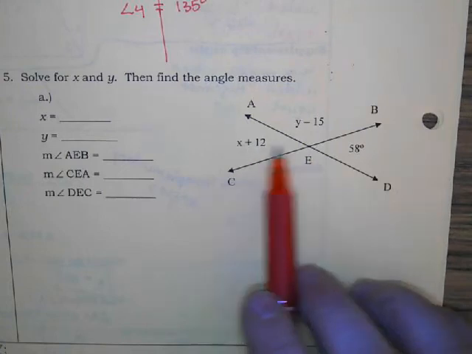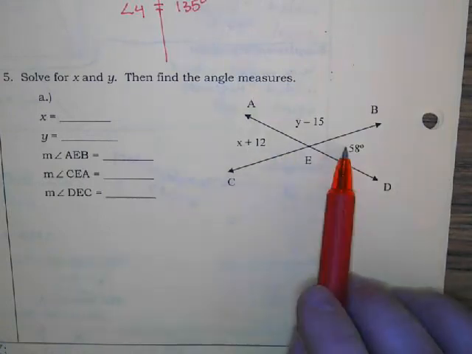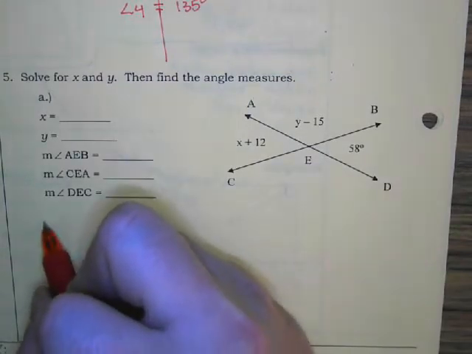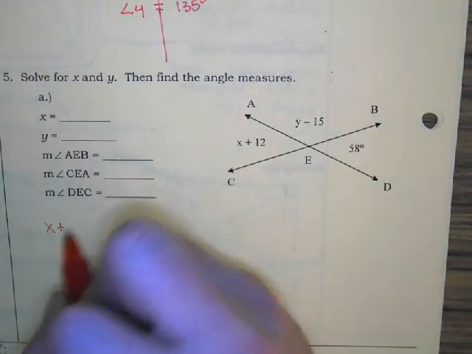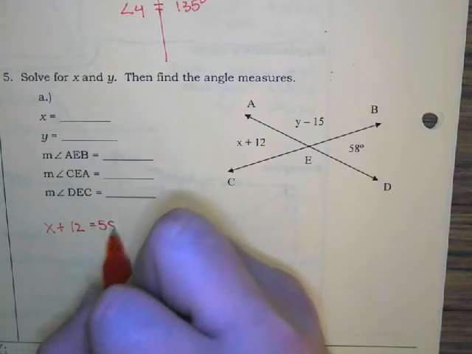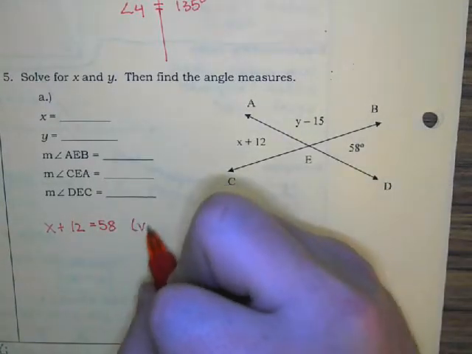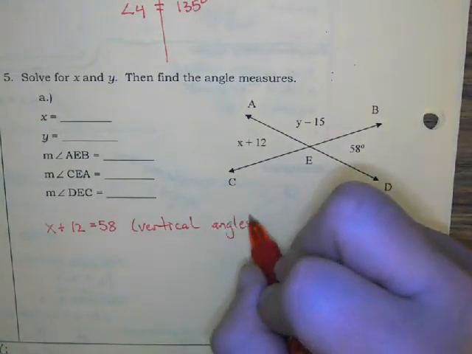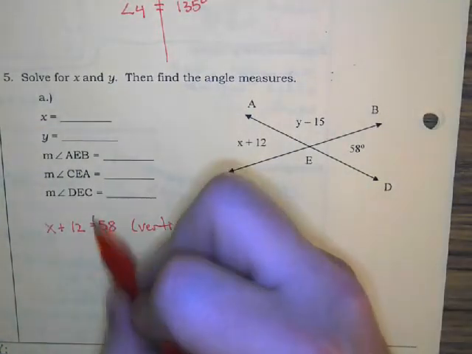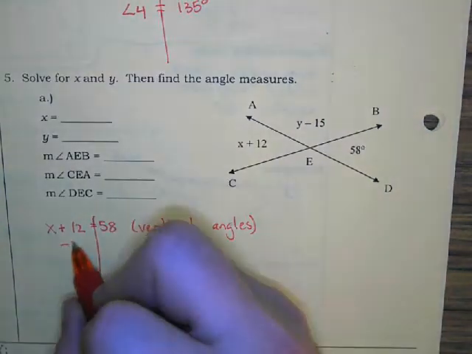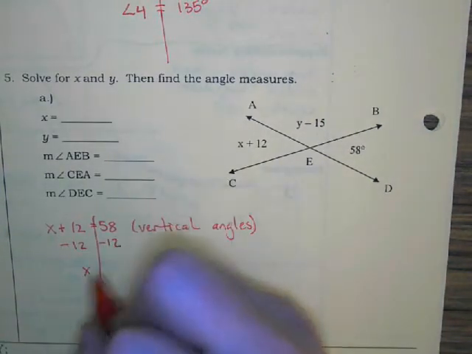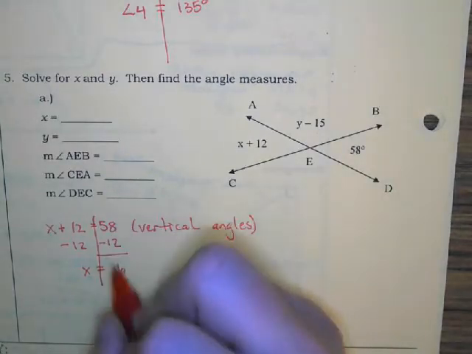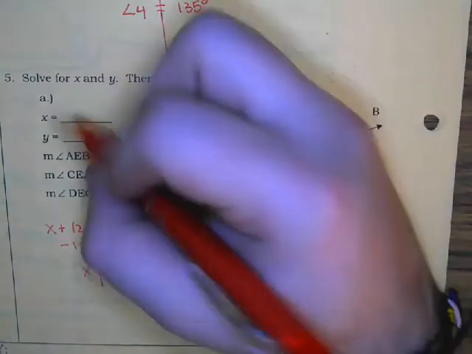Well, x plus 12 is vertical of 58, and vertical angles are equal. So I can say x plus 12 equals 58, and that's because of vertical angles. And now to solve this problem, I remove my positive constant with subtraction, so I get x is equal to 46. So now I have 46 right here.